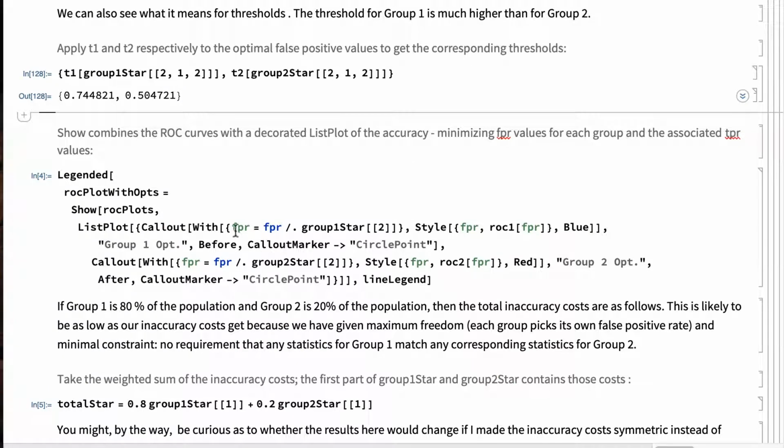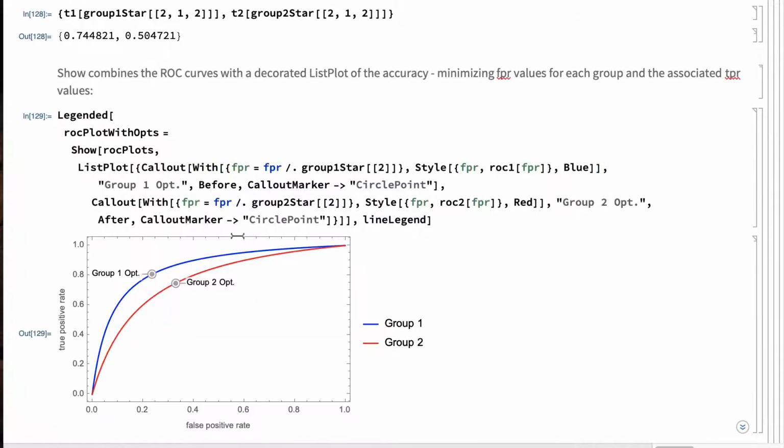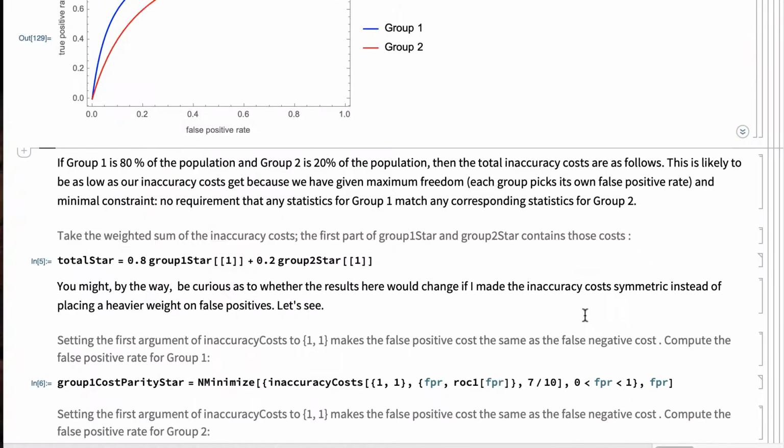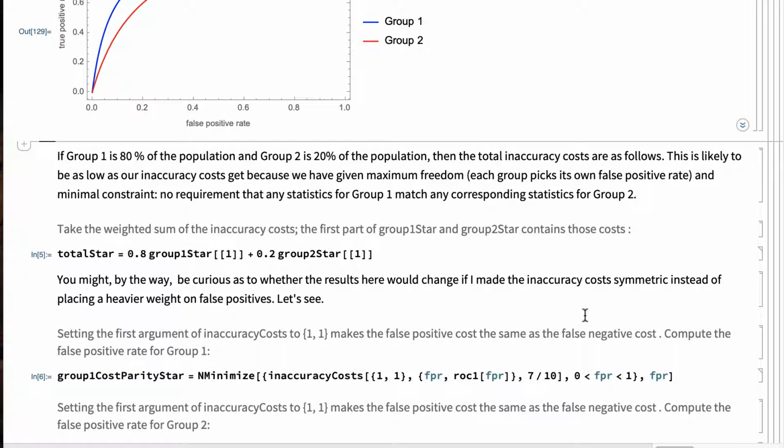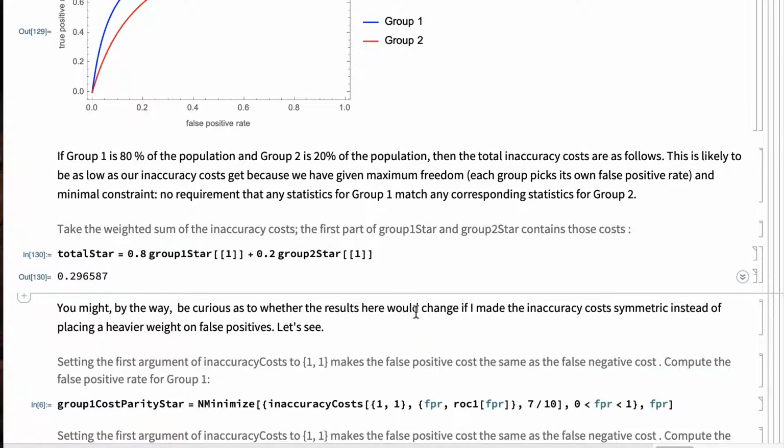We can also show on this diagram where we lie. So we can see that if we do it this way, the false positive rate is higher for group 2 and the true positive rate is lower. Well, we could also figure out what is the total inaccuracy cost under this regime where we get to set the thresholds independently for each of the groups. We get to set the false positive rate independently for each group, and our only goal was to minimize inaccuracy costs. So let's see what we get. We get 0.296587.